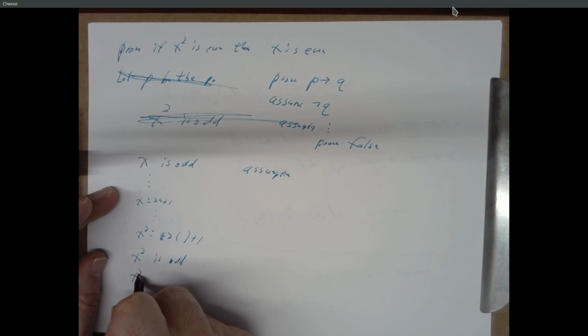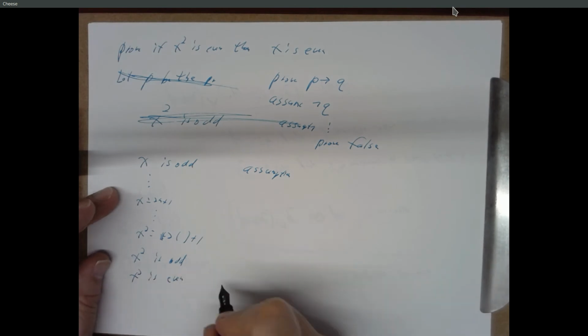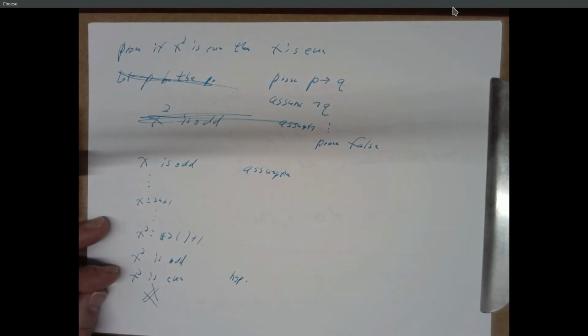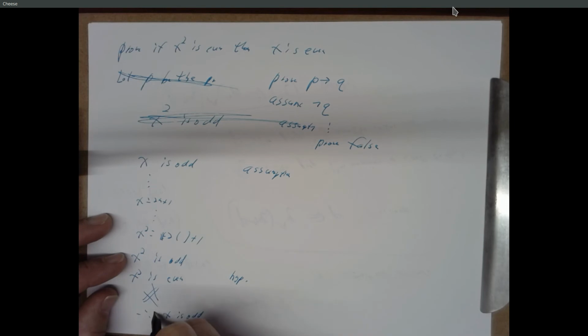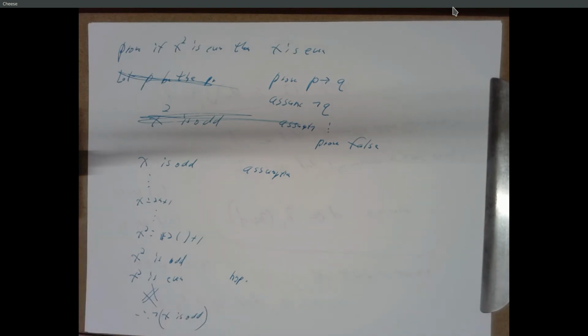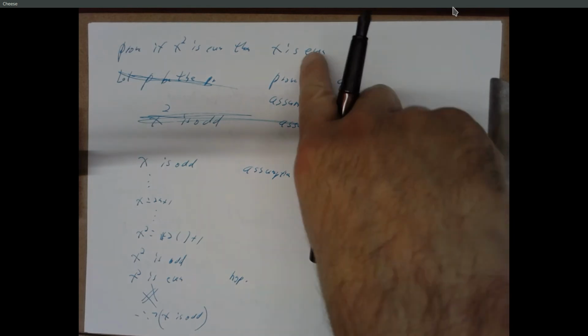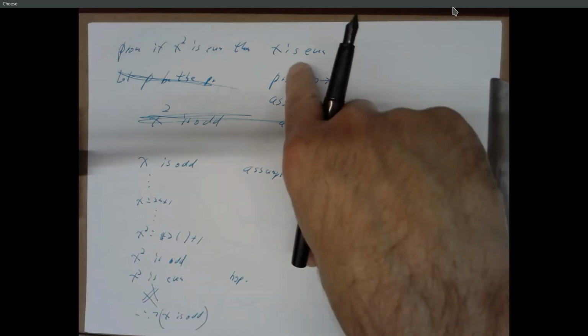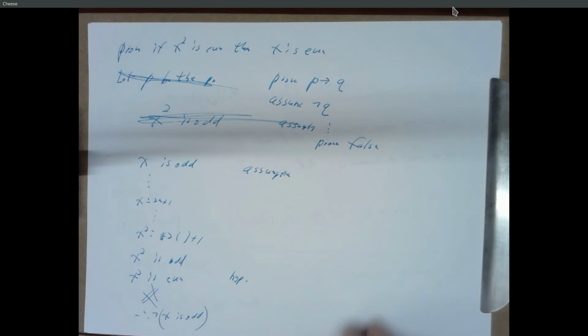But we also know x squared is even, because that's our hypothesis. And this is a contradiction, because it can't be both even and odd. We have to state that somewhere. Therefore, x is odd must be false. So not x is odd must be true, which means x is even. So negate the conclusion, argue to an absurdity, and then say, well, I guess the conclusion must be true then. Because if it's false, we get false equals true.